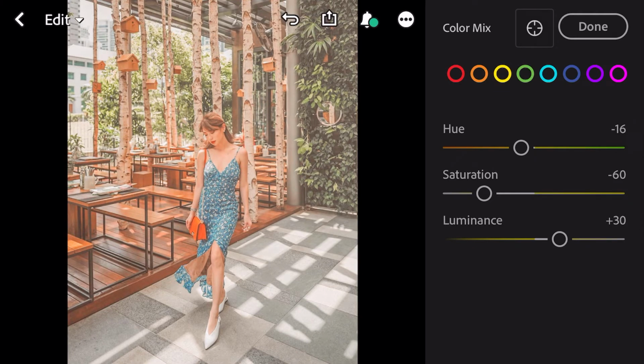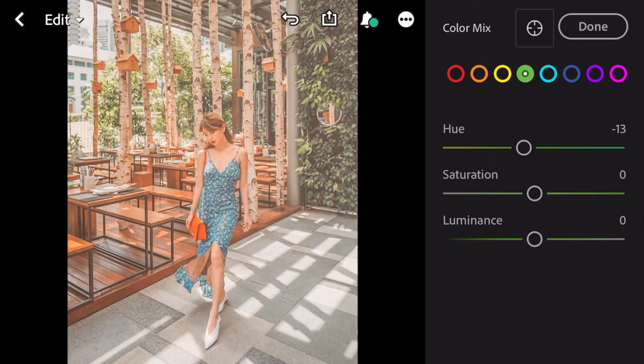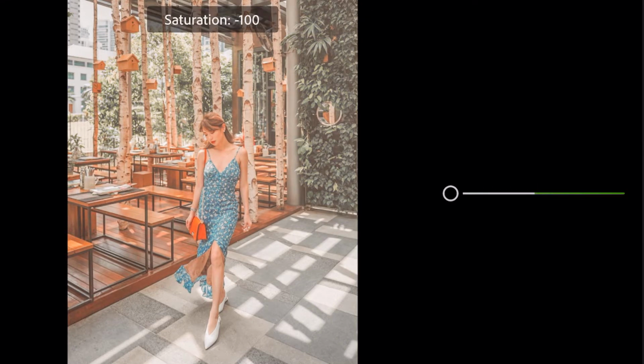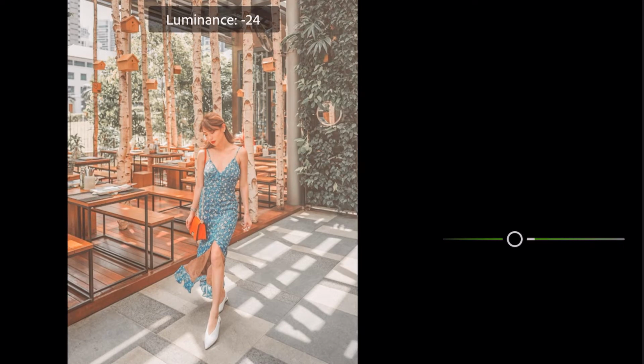Go to green. Hue plus 13. Saturation minus 100. Luminance minus 50.